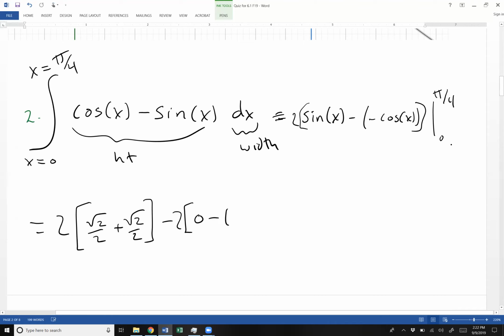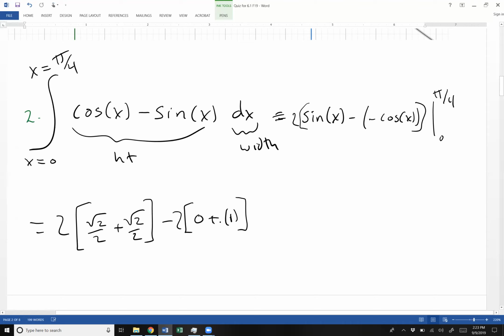What's cosine of 0? 1. So don't assume just because your lower bound is 0 that when you evaluate the function there, it's going to be 0. That's true for polynomials. It's true for some other functions, but not always. It should be minus a negative, so that should be plus.